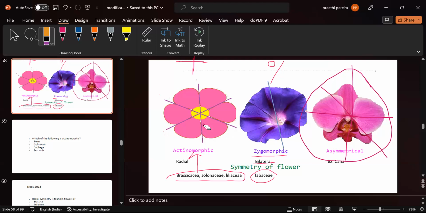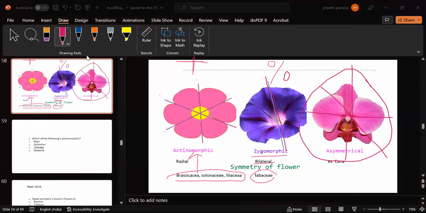Zygomorphic मतलब bilateral symmetrical. इसको ना सिर्फ एक ही प्लेन में से अगर तूने काट लिया, if you cut this in one plane, ऐसे वाले प्लेन में if you cut it, you will get equal halves. इसका symbol is this percentage symbol. And the example is Fabaceae. Did you get it, Aniket? Aniket, did you understand? Okay. Now write down, otherwise you'll forget.